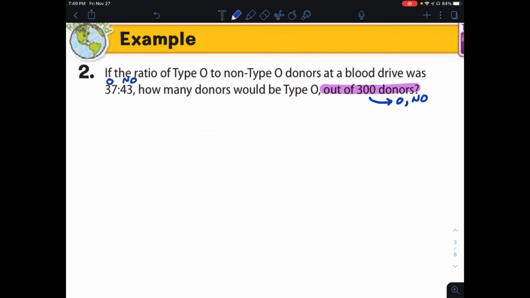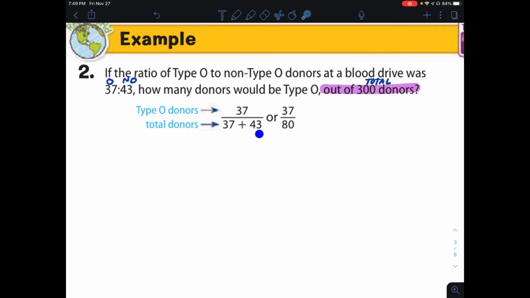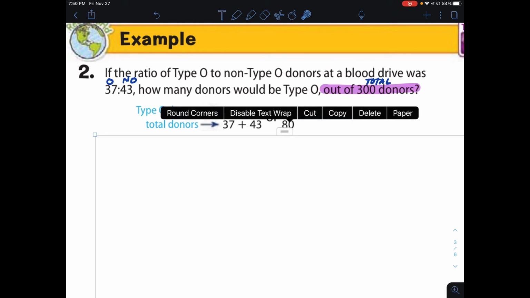So what we need to do here is write a proportion which represents the type O donors to the total number of donors, because 300 represents total donors. We create a ratio first, of the type O donors to the total number of donors. Our type O donors is 37, and since our non-type O donors is 43, we simply add it to 37 to get the total number of donors. So we have a ratio of 37 over 80.